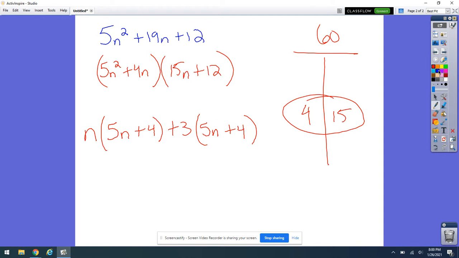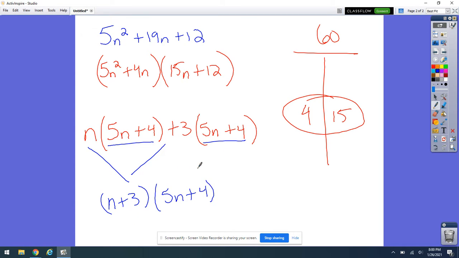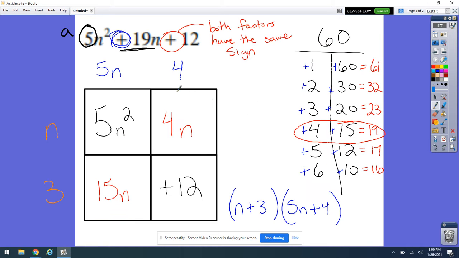So if you take a look, this is how you know you're done. Are they the same? 5n plus 4, 5n plus 4, perfect. So that means these two come together, n plus 3. And then this one forms into this particular pair here. Okay, so this is just another method of factoring when a is not equal to 1. You can either use this method, or you can use the box method. Okay.